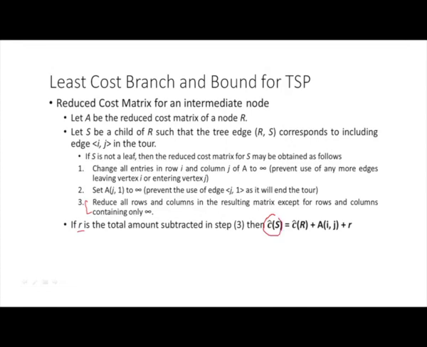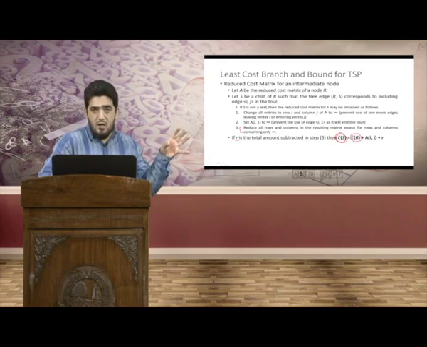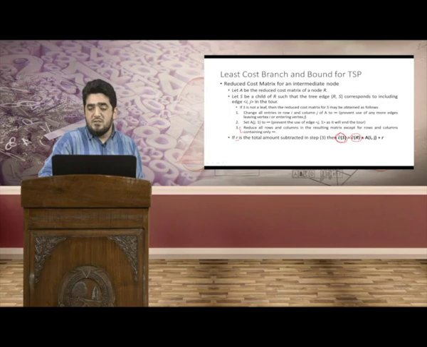Then C cap for this particular node S: we are currently expanding the children of R, and the first child that we considered was S. This is just a general assumption. So the least cost or the lower bound for this node S would be whatever was the C cap value for its parent R, plus the value that has been stored at A of i comma j, plus this R. Now this R, as I said, will be obtained from step number 3.